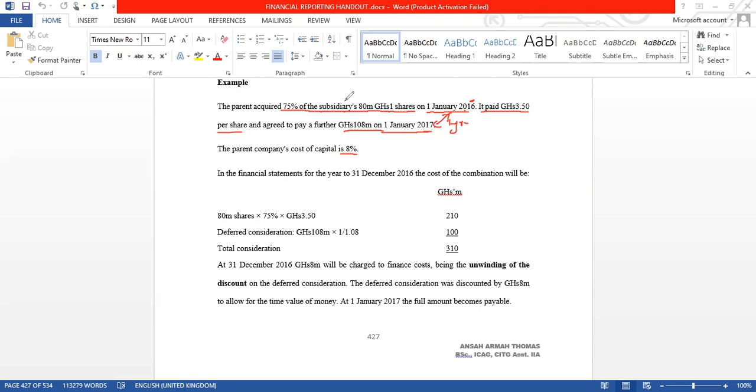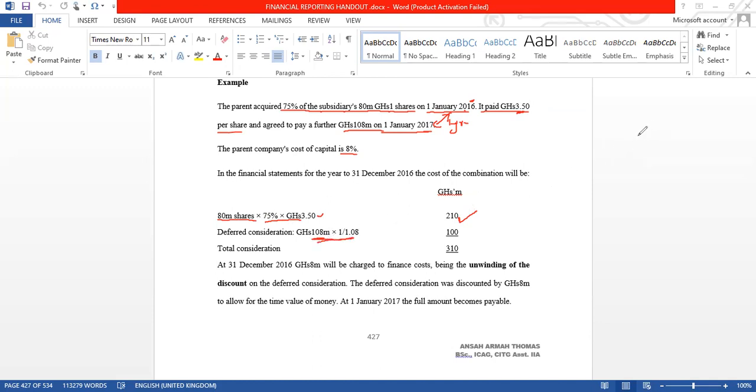So they said that they bought 75% of the 80 million shares. So here you see 75% of the 80 million shares. Remember the value at that time was 3.5. So when you multiply, this is the amount. That is the cash part, all right? Immediate payment. Then the deferred.